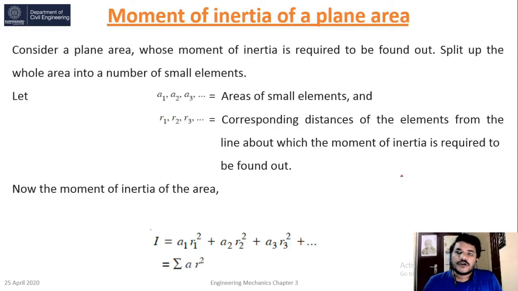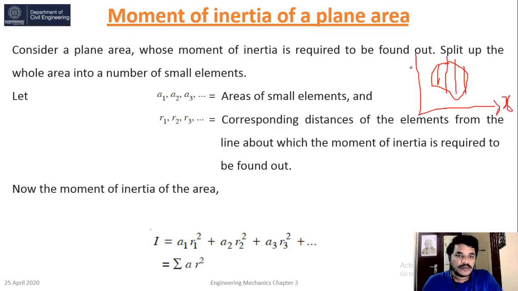Right. We can move into the next subtopic, moment of inertia of a plane area. Plane area means a 2D surface. Now consider a plane area whose moment of inertia is required to be found. Split the whole area into a number of small elements. Say you consider an irregular area. You can divide this area into different sections, right? Take an xy axis, so this is x and this is y. Now this is a1, this is A2, this is A3 and this is A4 and so on.